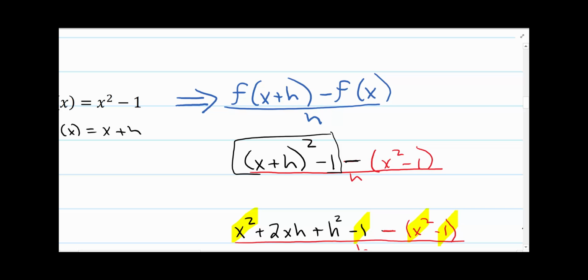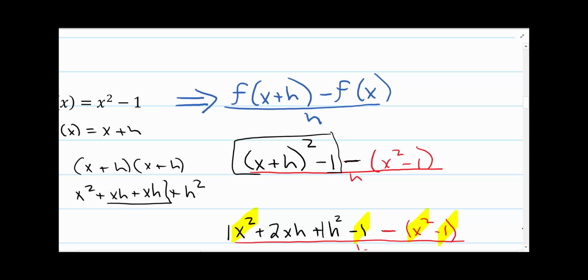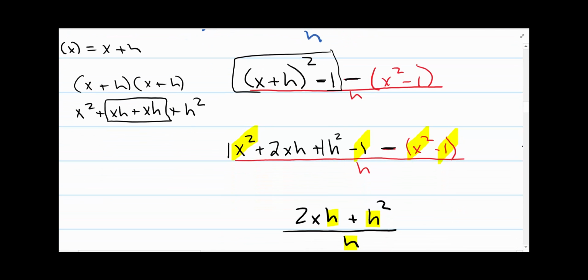Remember, when you square a binomial, it's that times that. So it's a double distributive, or think about Pascal's triangle, 1, 2, 1. However you want to think about that. So x squared is 1x squared. X times h is xh. So if we had x plus h times x plus h, we multiply x squared plus x times h plus another x times h plus h squared. There's two of those, 2xh plus h squared. We have to remember to bring down that subtract 1, and then we're going to subtract the x squared minus 1. We're going to simplify further.